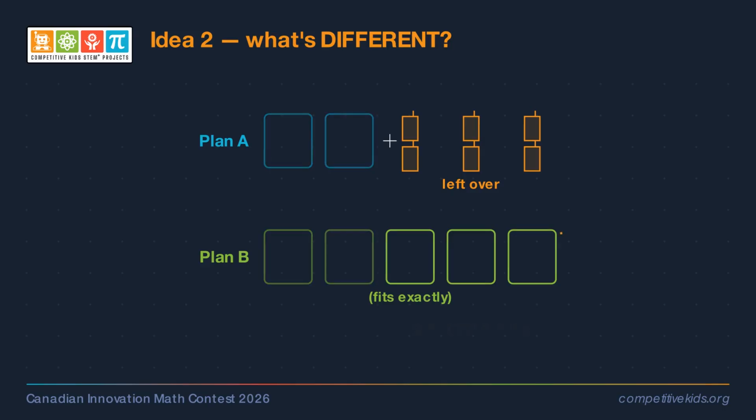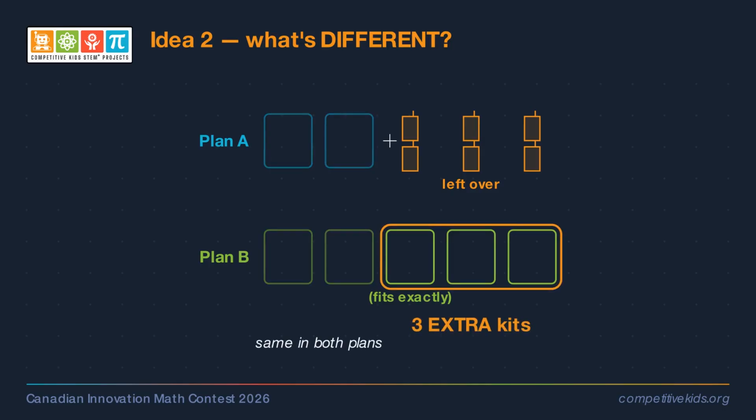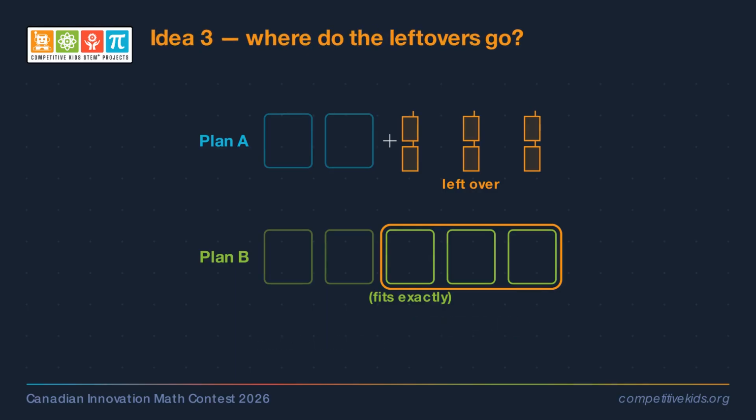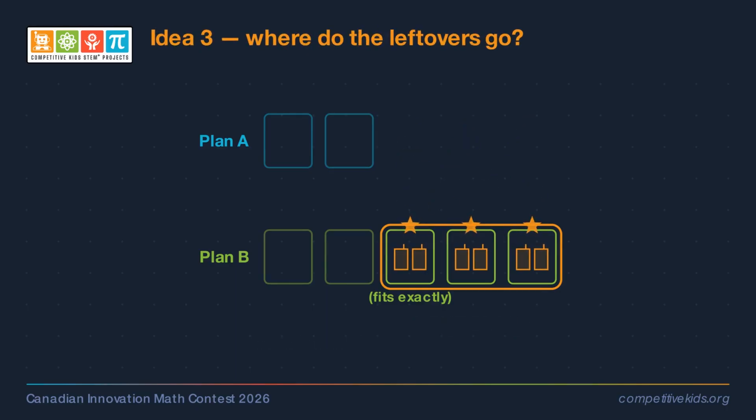But the plans are not the same. Plan B uses 3 more kits than Plan A. The first 2 kits match. The other 3 kits in Plan B are extra. Where do the leftover juice boxes go? In Plan B, nothing is left over.